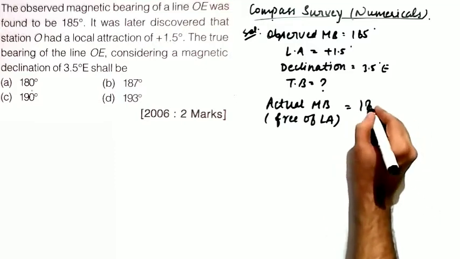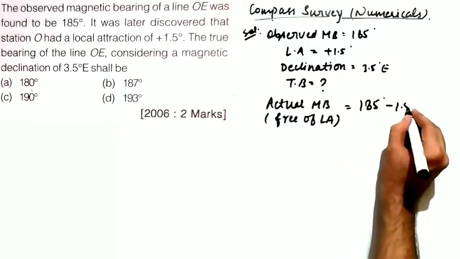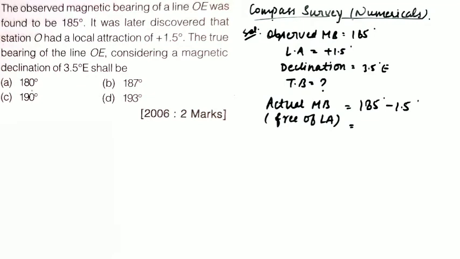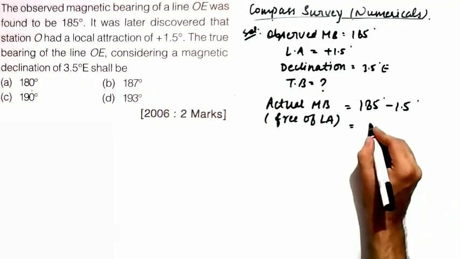How will you calculate this? 185 degree minus 1.5 degree. So it will turn out to be 183.5 degree.